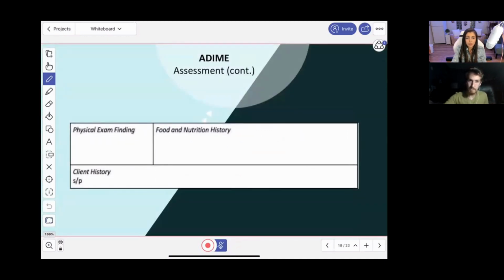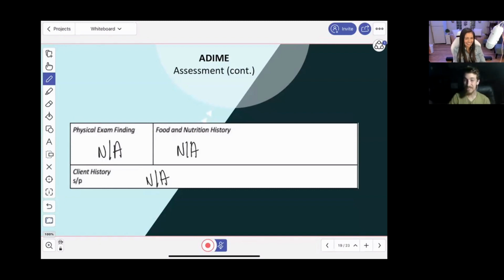Okay, guys, so this is always additionally a portion that's on our part of the assessment as well. However, in this case scenario, we don't have any indication for a physical exam and finding. We don't have any food and nutrition history because we don't have a history yet. And same thing with client history, we don't have a history. So for now, and for this case scenario that we are going over in this module, we're going to just put NA on all of these boxes because this information is not available for us.